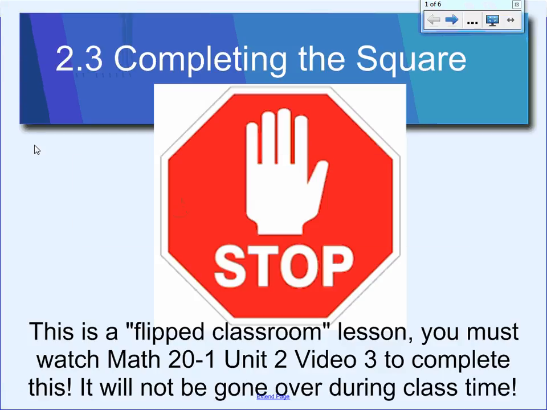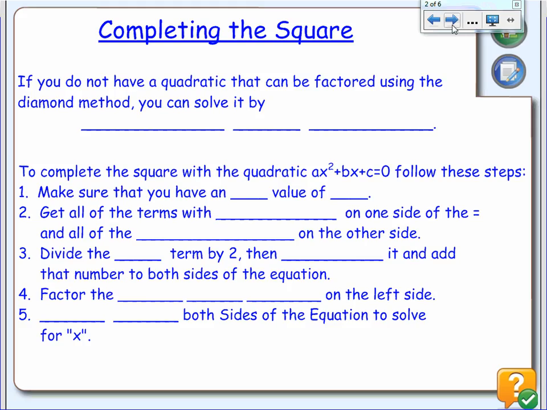Okay, so this is lesson 2.3, completing the square. It's a flipped class lesson, which means that you need to watch this lesson at home before coming to class, and then you'll practice your new skills at class, rather than me going over this in class with you. Gives you more time to practice, which hopefully will make you a better mathematician.